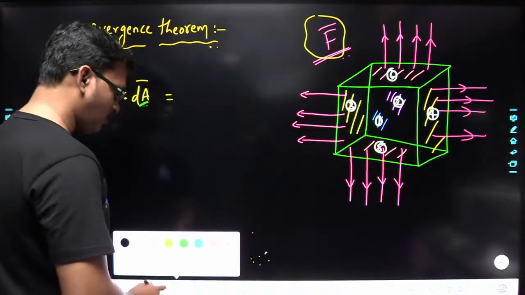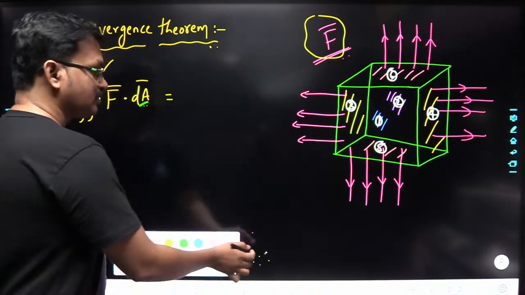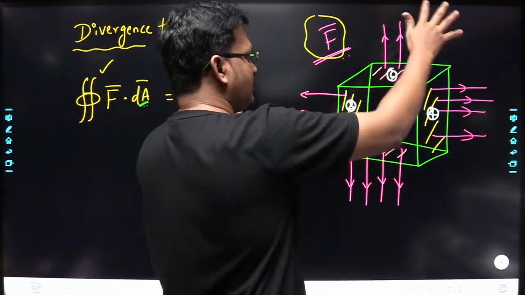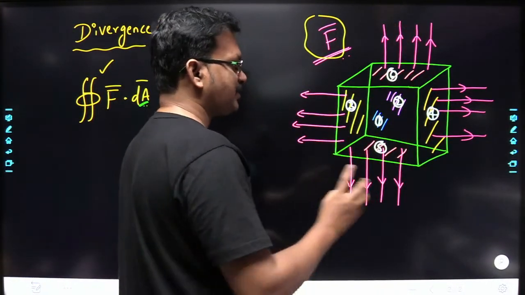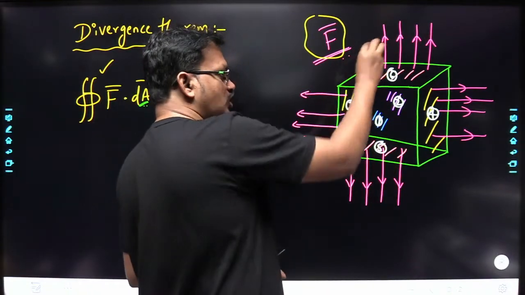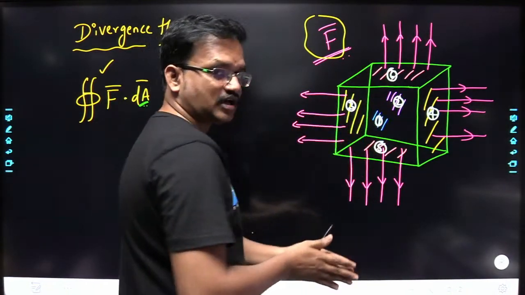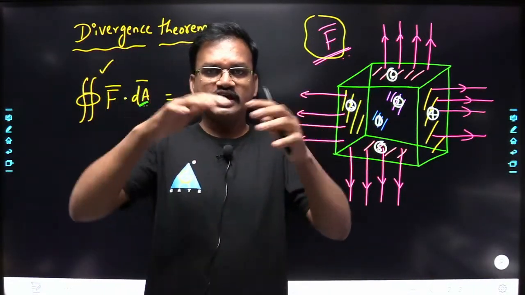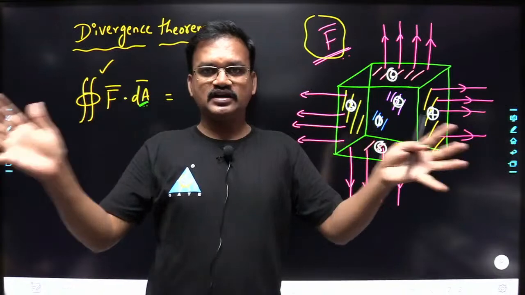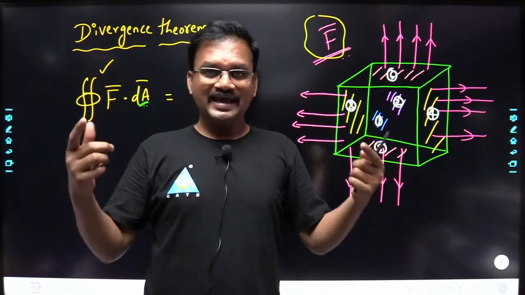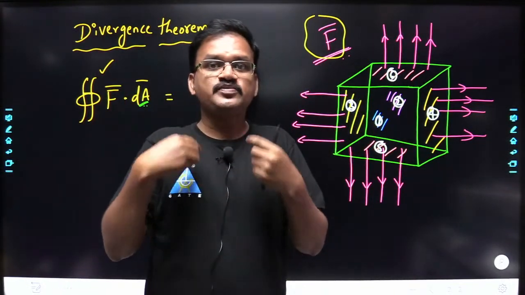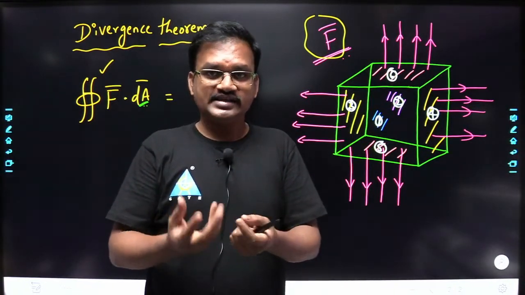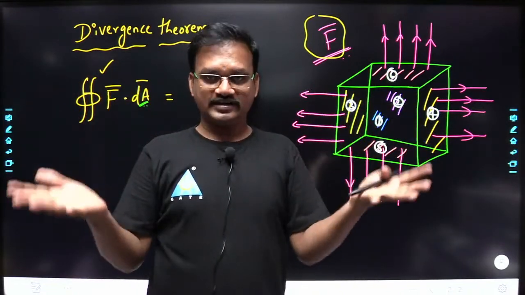Now see here, my question is, if some field is leaving this closed surface, it means there must be a source of this field inside this closed surface or not? We are having some closed surface, and from that closed surface some vector field is leaving. So that means inside that closed surface there must be a source of that field. If there is no source, there will be no vector field.